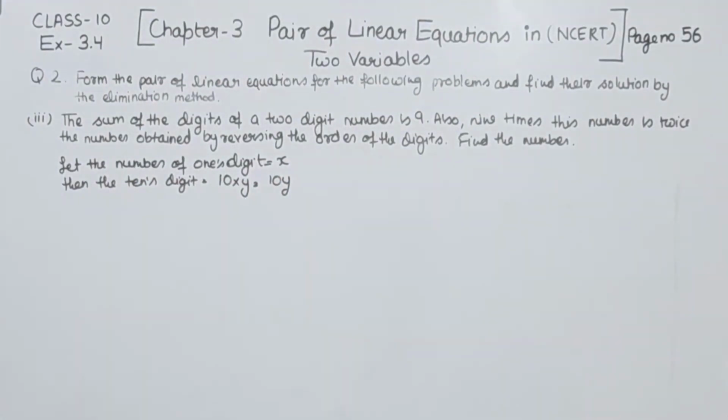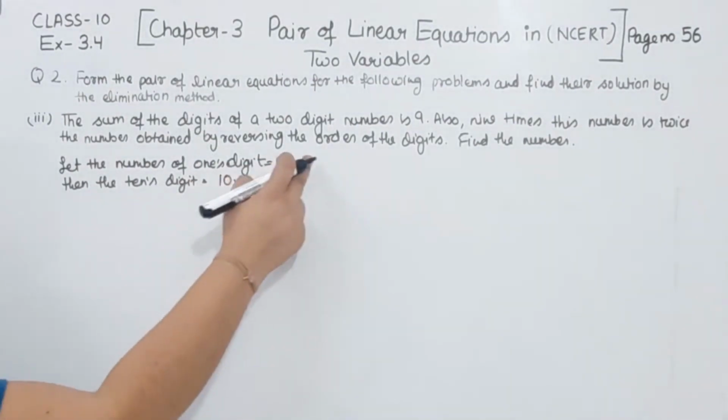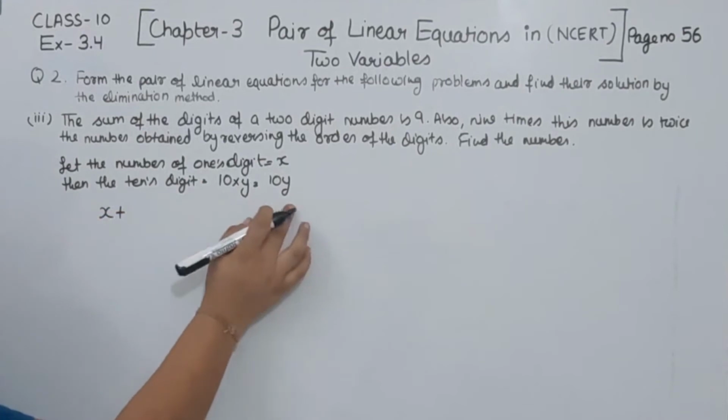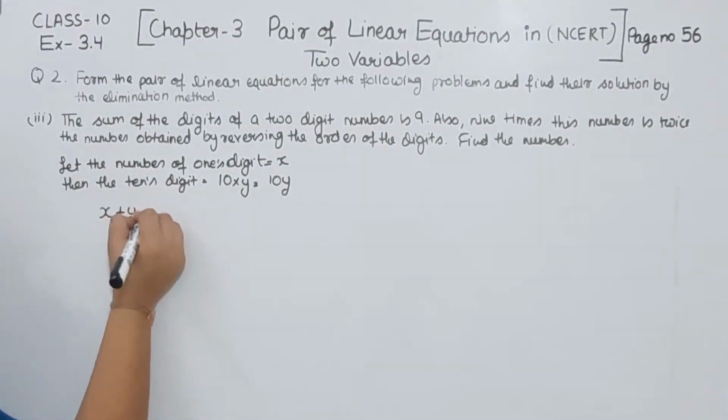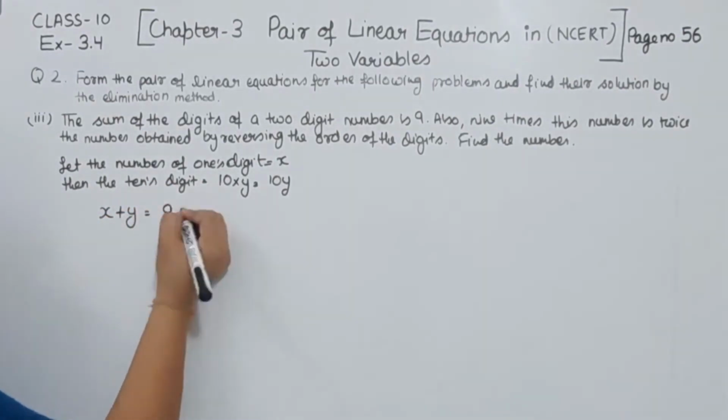Now as per the statement, the sum of digits of the 2-digit number is 9. So the ones digit is x, and the tens digit we have taken as y. So we add them, and that is equal to 9.